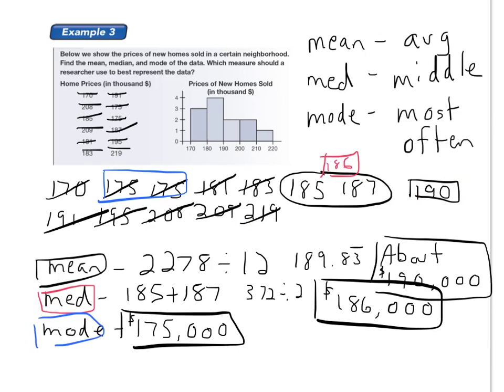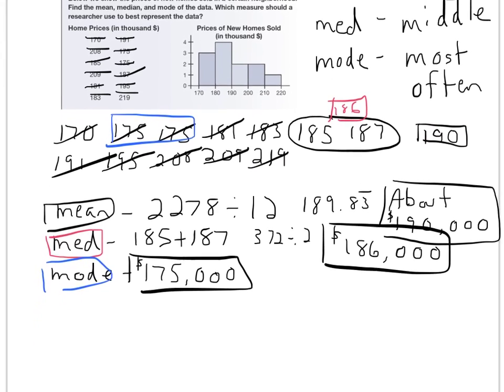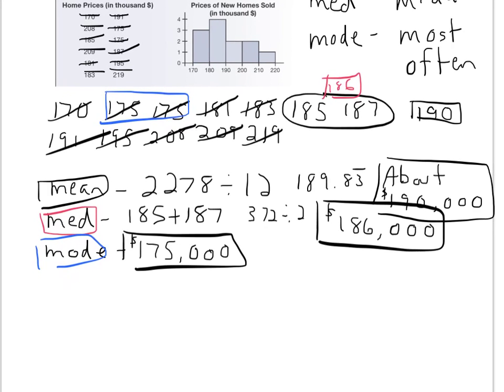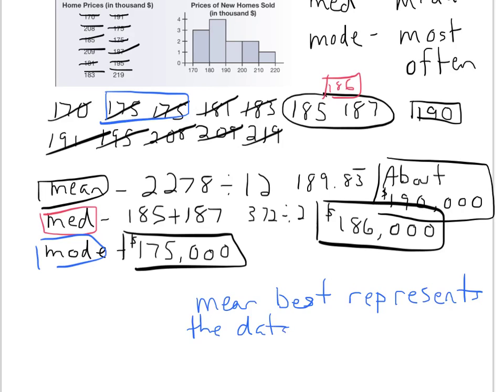So I'm going to go ahead and pick the mean on this one. Okay? And I'm going to go ahead and move this up. And again, my reasoning for picking the mean here is because there are some really expensive houses. So I'm going to say the mean best represents the data. Now again, I justified it. I told you because there are some expensive houses. So I'm going to put that on here.